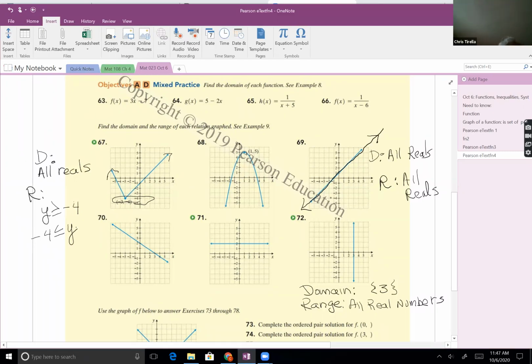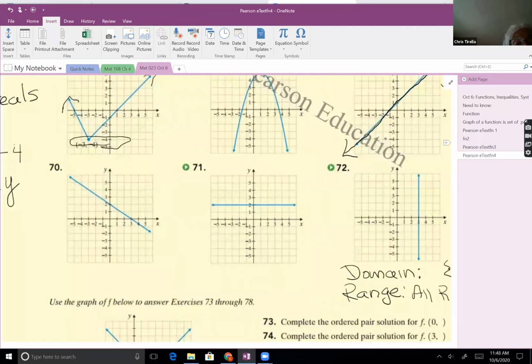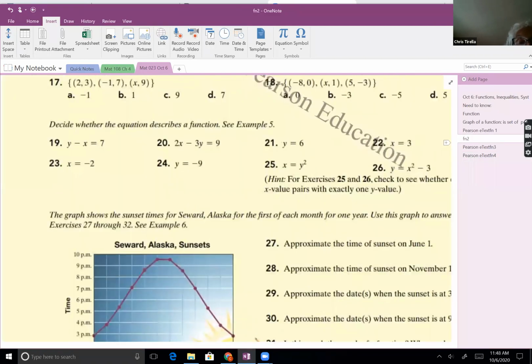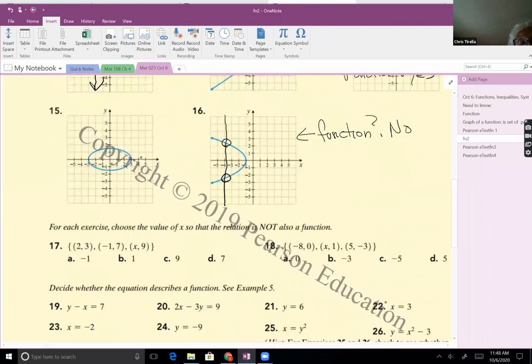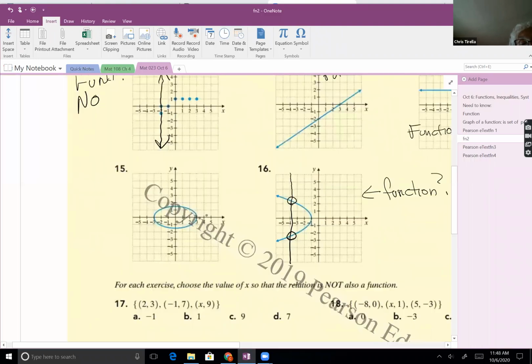If so, I'm going to come back to some of these in a minute. But can everybody tell by looking at a graph if it is a function, if it passes that vertical line test? And can everybody tell by looking at a graph what the domain is and what the range is?